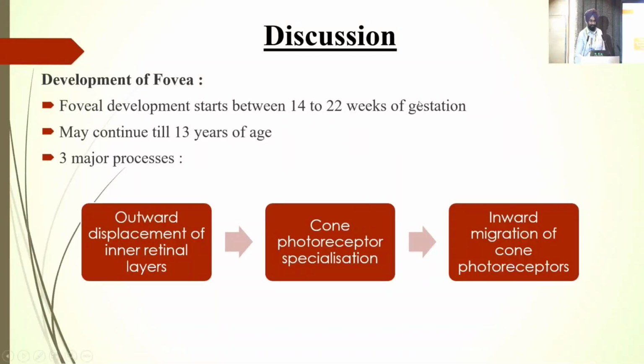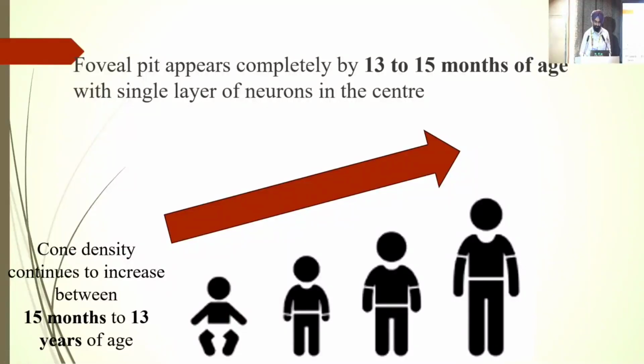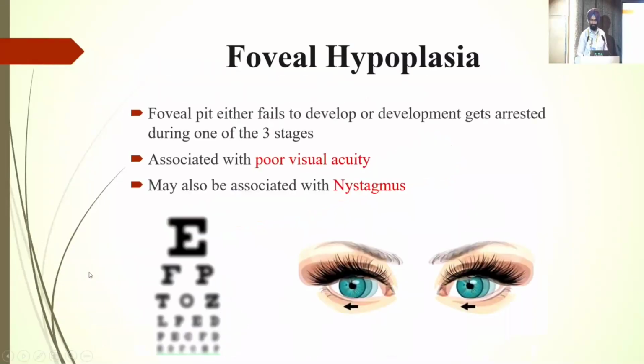So foveal development starts about 14 to 22 weeks of gestation, continues till about 13 years of age. There's first an outward displacement of the inner retinal layers, followed by cone photoreceptor specialization, followed by inward migration of the photoreceptors. So there's a single layer of cones by 20 to 22 weeks. By 25 weeks, there's an outward displacement of ganglion cells, inner plexiform and inner nuclear layer, which forms the foveal pit, followed by growth and length of the cone inner segments by 29 weeks. The foveal pit appears completely by 15 months, and the cone density continues to increase till about 13 years of age. So foveal hypoplasia occurs when the foveal pit either fails to develop during any one of the 3 stages.